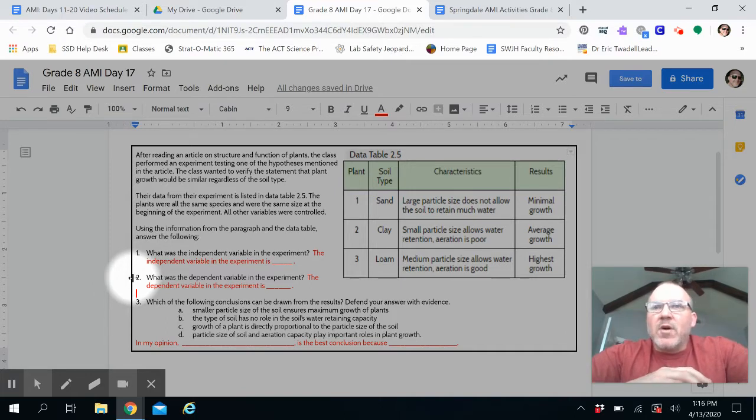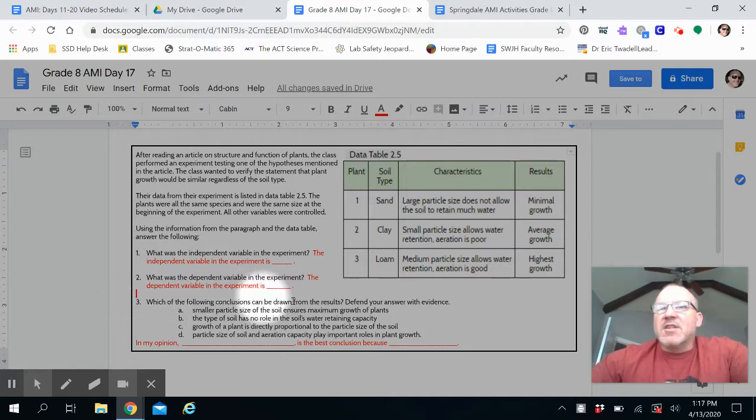Second question is, what was the dependent variable in the experiment? Oftentimes, that's what we're testing. How was this variable affected by what we changed in the experiment? And then the third question has to do with drawing a conclusion. It says, which of the following conclusions can be drawn from the results? Defend your answer with evidence.